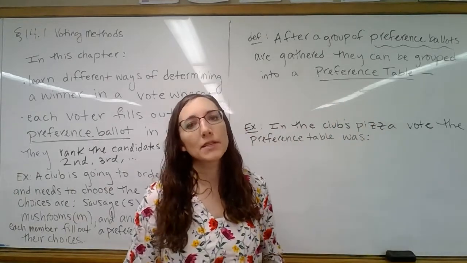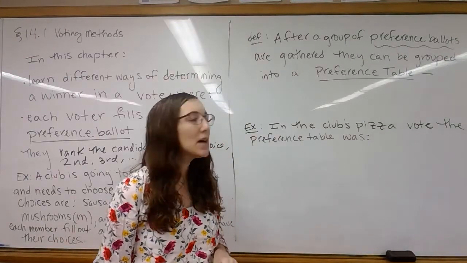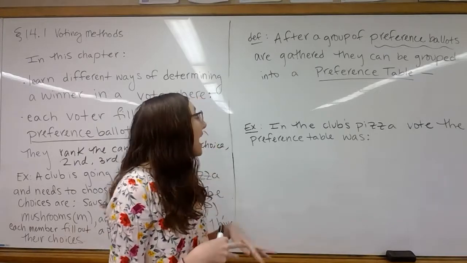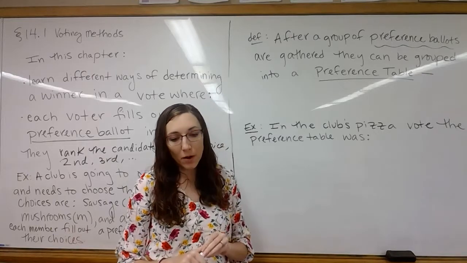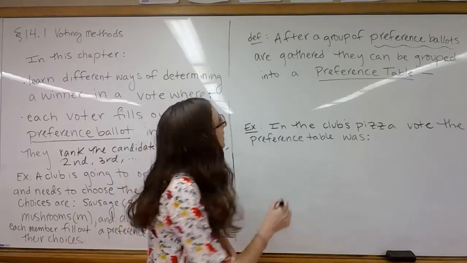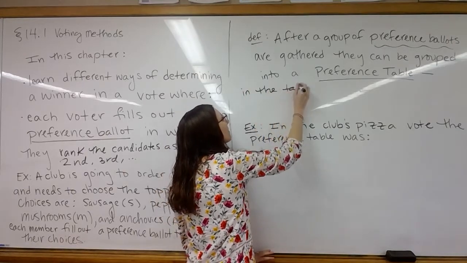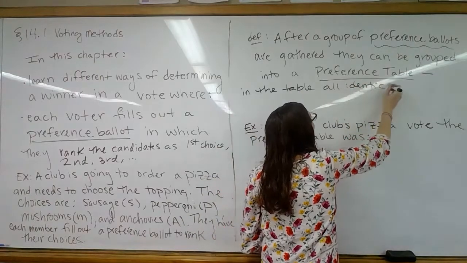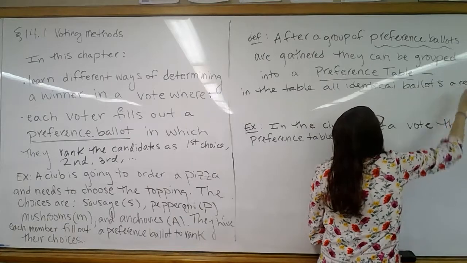So up top we see a definition, or at least the start of a definition. It says a group of preference ballots. What we're going to do is gather them and group them together in a preference table. And in a preference table, all identical ballots are grouped together.